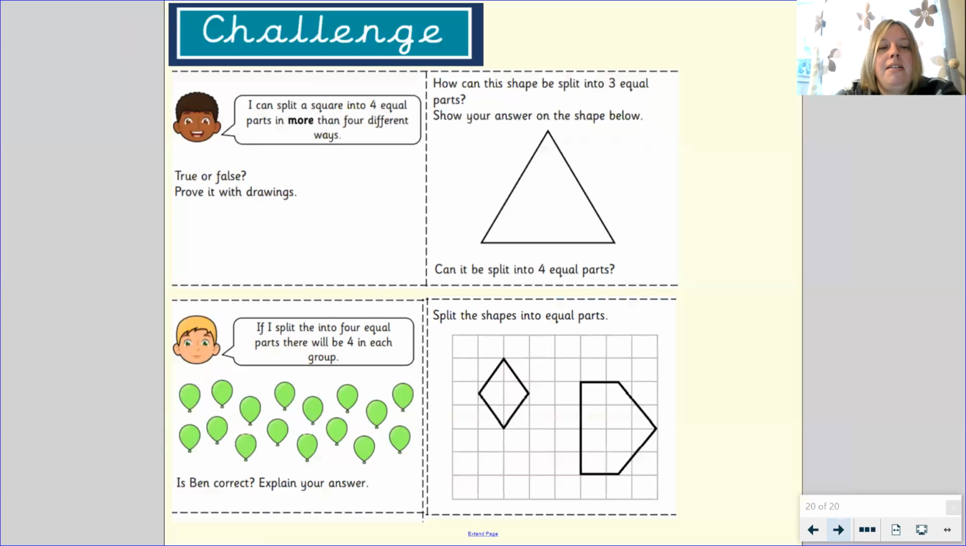If I split the balloons into 4 equal parts, there will be 4 in each group. Is Ben correct? Explain your answer. Split the shapes into equal parts.